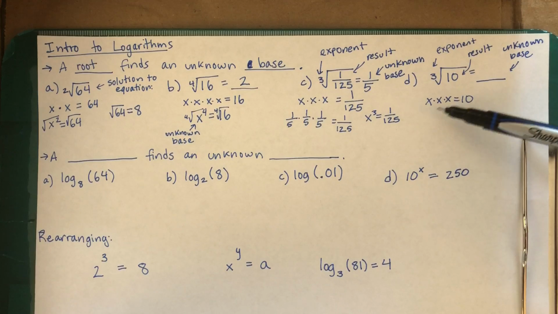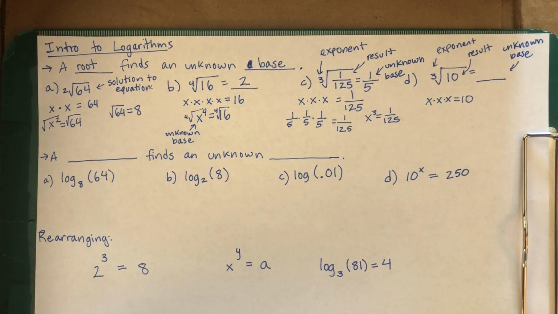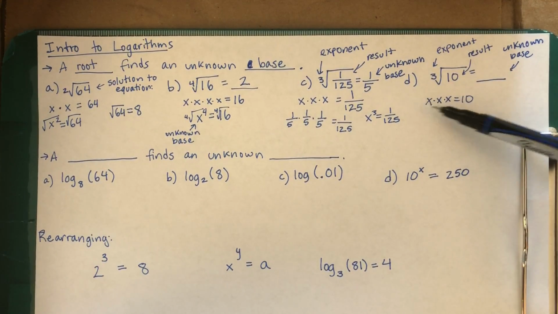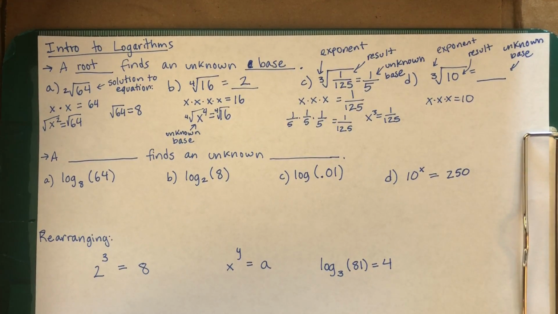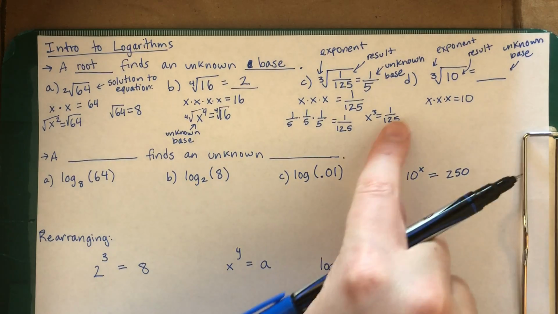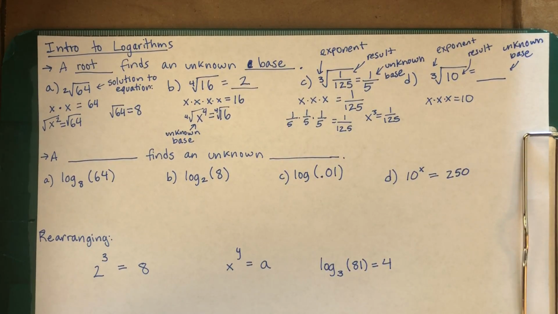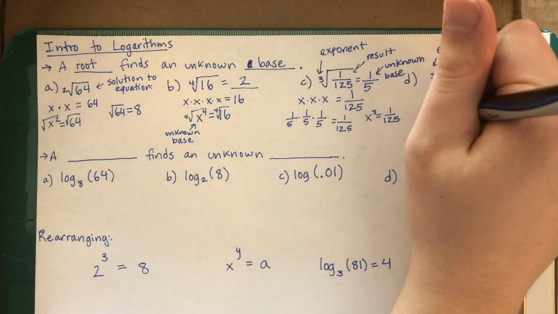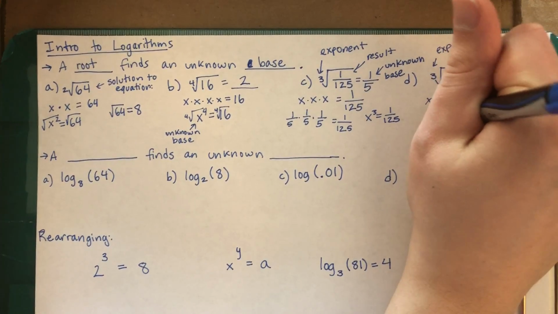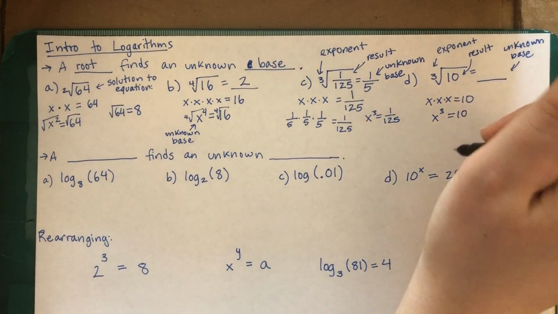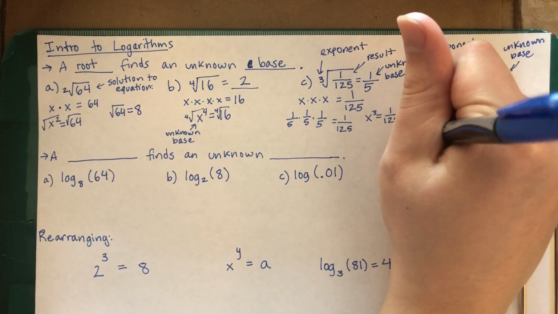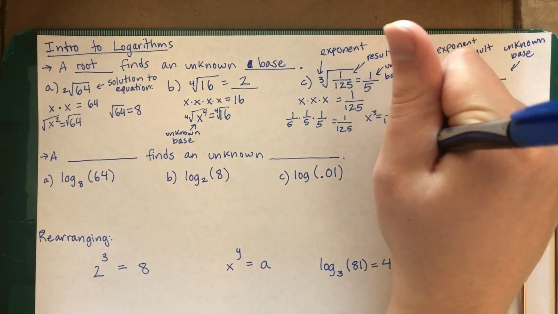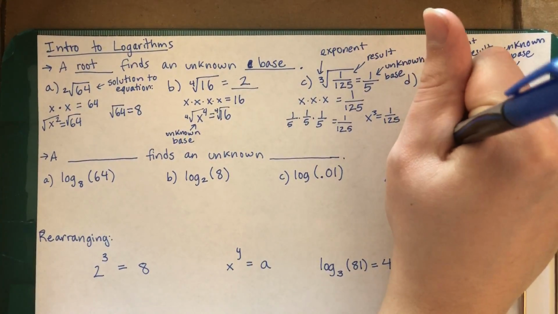Well, if I do 2 times 2 times 2, that would be 8. If I do 3 times 3 times 3, that would be 27. So we don't have a nice whole number that we can use to multiply by itself 3 times and equal 10. So we don't have a rational solution to this equation, but we know that it should be between 2 and 3.